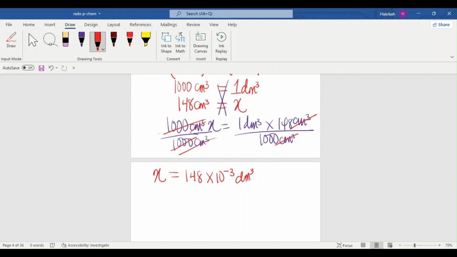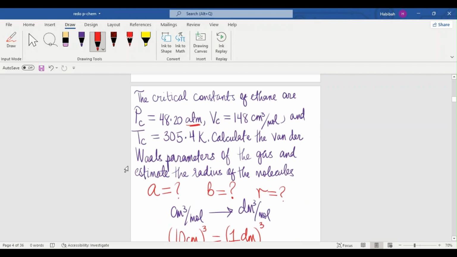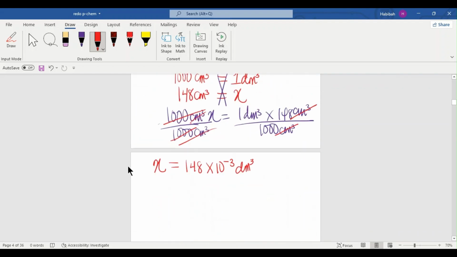But let's not forget that we're dealing with a VC question and it's supposed to be per mole. So we're just going to rewrite this: VC is now 148 times 10 to the power of negative 3 decimeter cube per mole. Don't forget the per mole. The only reason I took away the per mole is just so I can do the conversion, not for anything else.